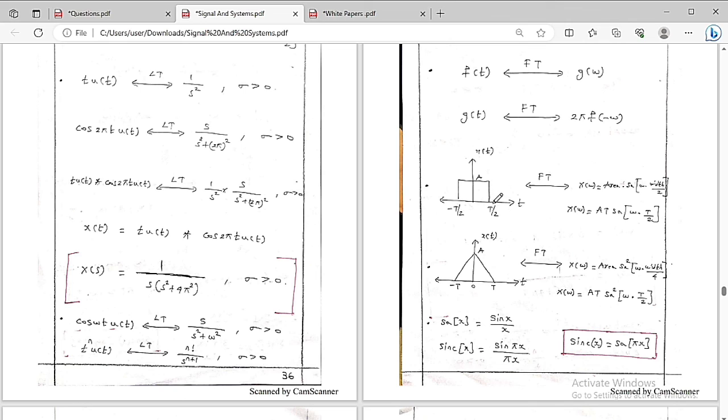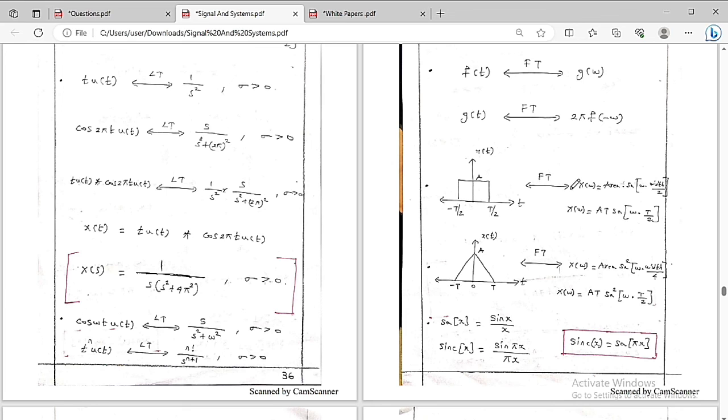And these two formulas you always have to keep in mind, because in examinations they are going to ask questions from this concept. So I have given it like this. Suppose you take a rectangular pulse, having an amplitude of A and a width of T. This is T by 2 and this is minus T by 2. This is a time domain rectangular pulse, x of t.